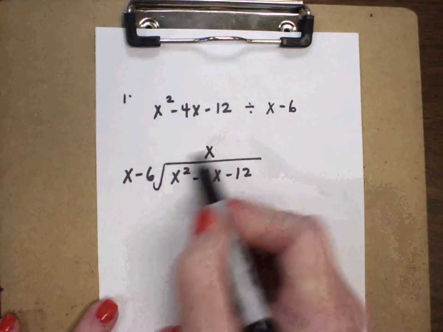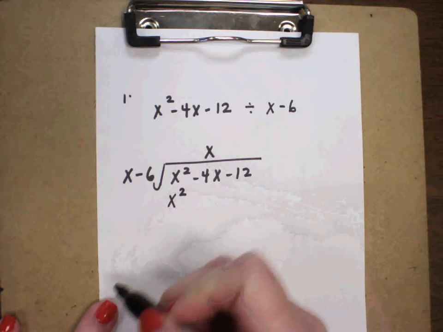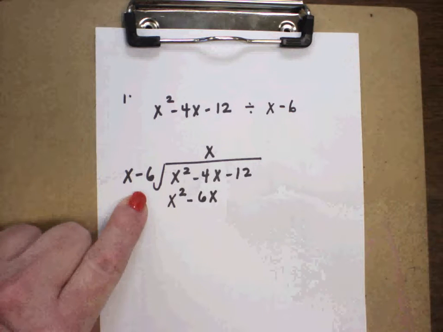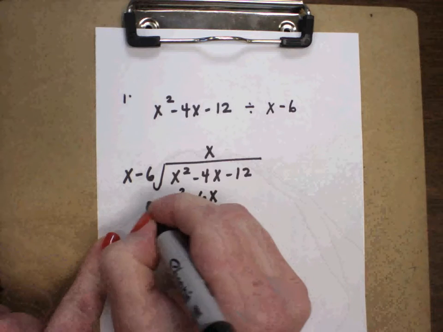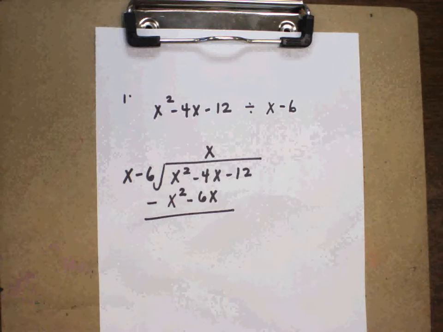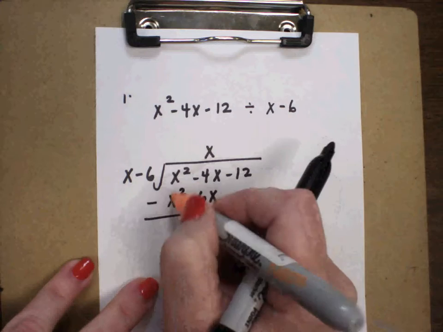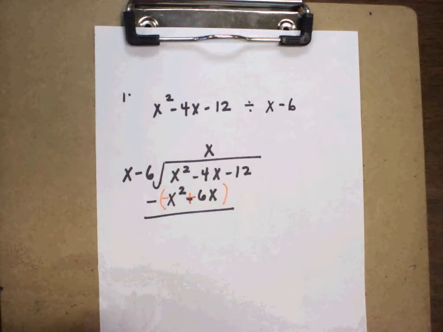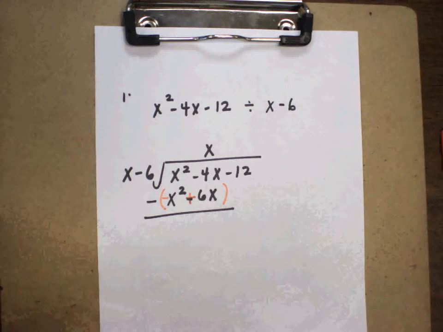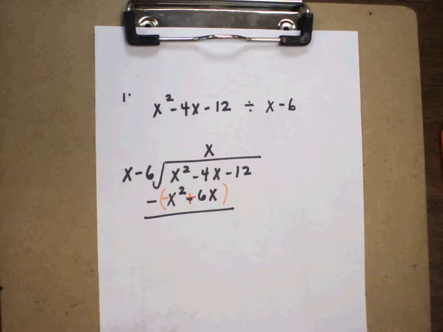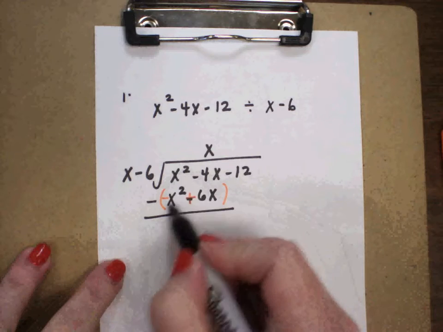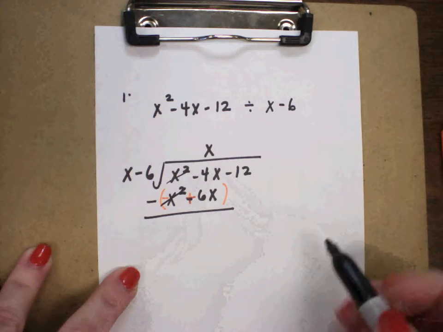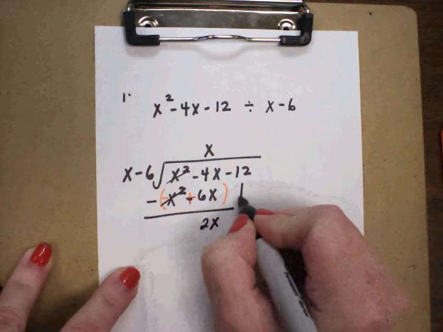So x times x, x squared. X times negative 6, negative 6x. Yes? And then what happens when I subtract polynomials? Everything changes, correct? So this is negative, but that one becomes positive. Remember when we were subtracting polynomials? That if you subtracted, everything inside that parentheses comes out as the opposite. All right, so x squared minus x squared is canceled. And what is negative 4x plus 6x? 2x. And then you're going to bring down the negative 12. Okay?